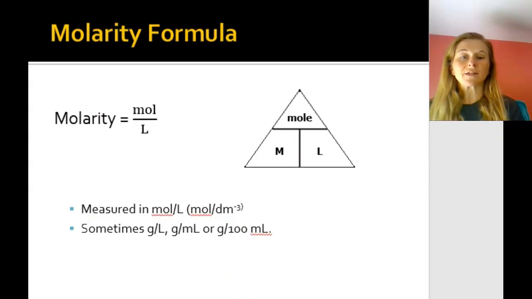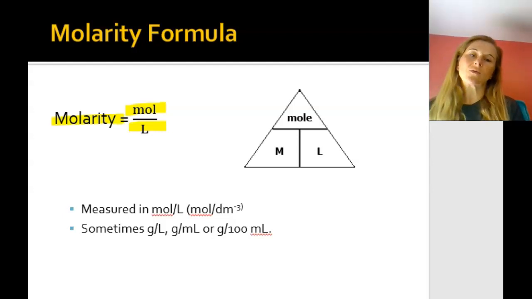Let's go to the next slide here. So here is our formula for molarity. We have moles per liter. And this little triangle guy on the side is showing how we can rearrange the formula. So for solving for molarity, then we're going to take moles divided by liters.